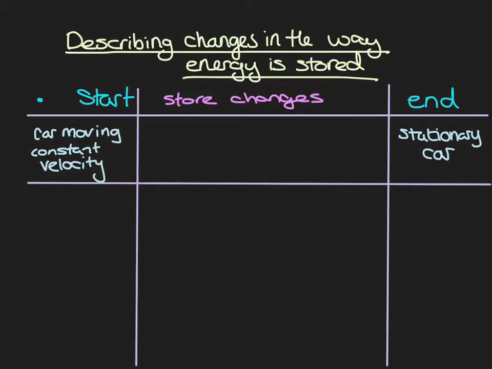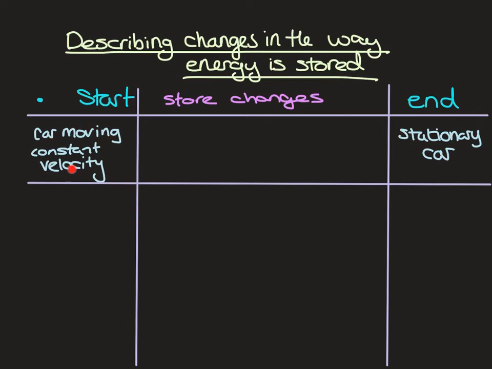Whenever we're doing this, we're going to think really clearly about the start point of the system and the end point of the system, so that we can describe the changes to the stores of energy within that system. Okay, so whenever you're asked to do this, have a really clear starting point and a really clear end point in mind. So for this first one, a car is moving at constant velocity at the beginning, and at the end of that change, the car is stationary. So this involves a car decelerating.